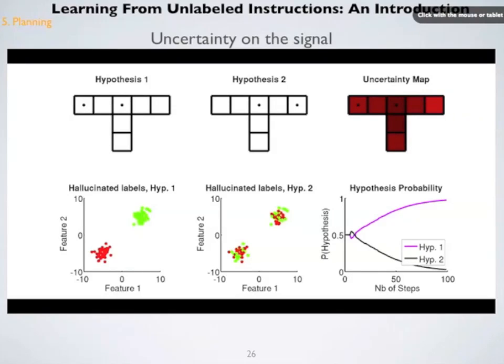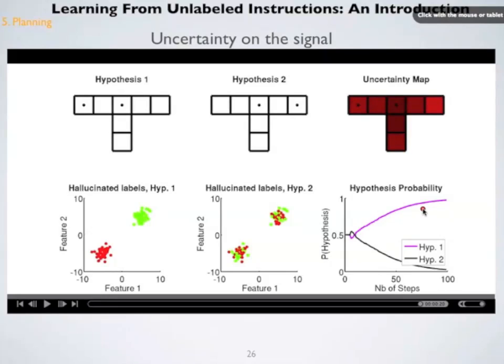And for the first time, you can see that the two hypotheses start to differentiate. Why? Well, you just have to look at the labeled feature space for each hypothesis. In one case, it is perfect. It perfectly explains the structure of the data, while in the second, it's a big mess. So the robot's action allowed to find out which one of the hypotheses were telling the truth.